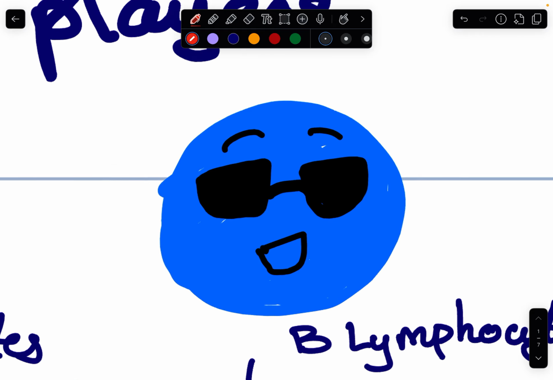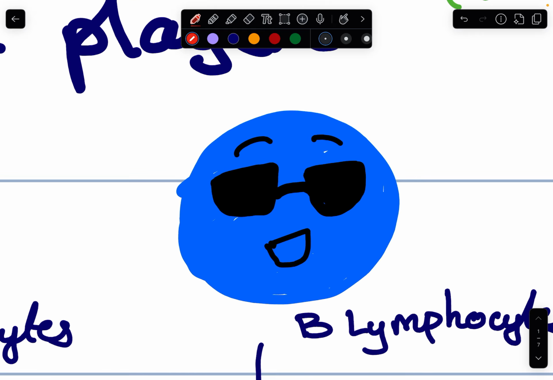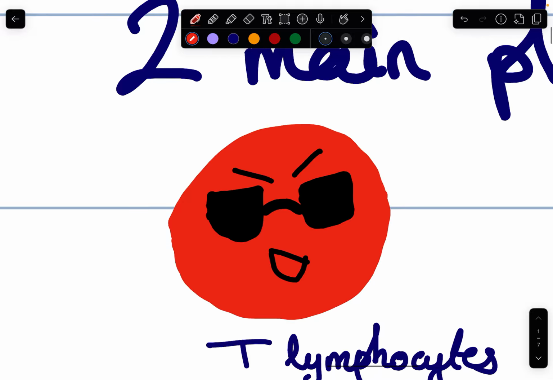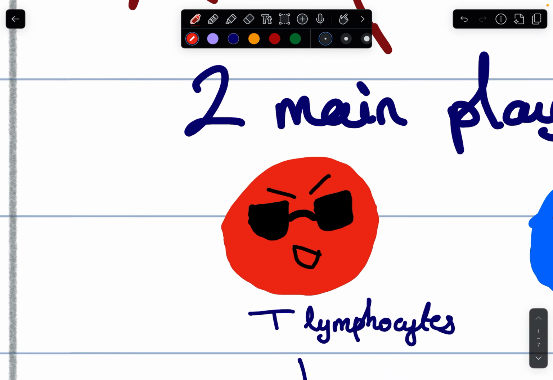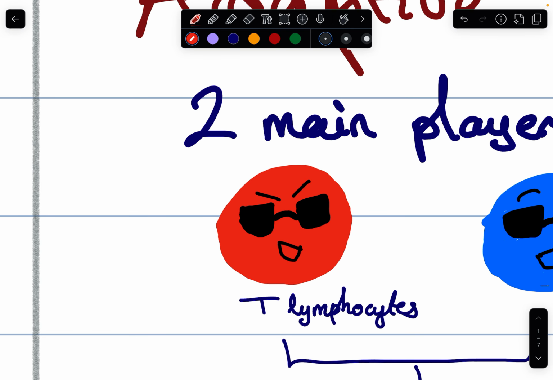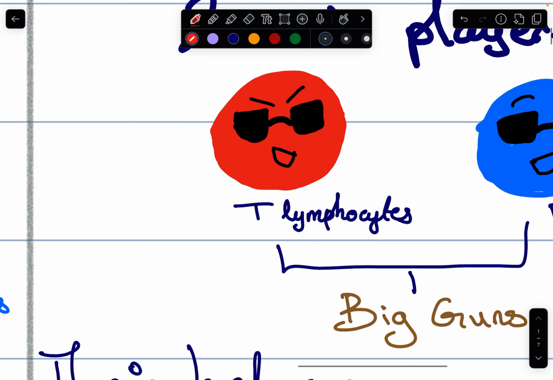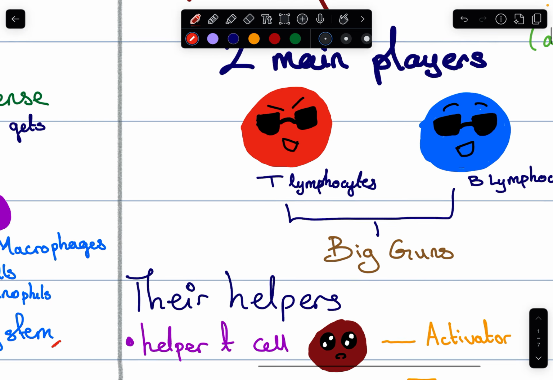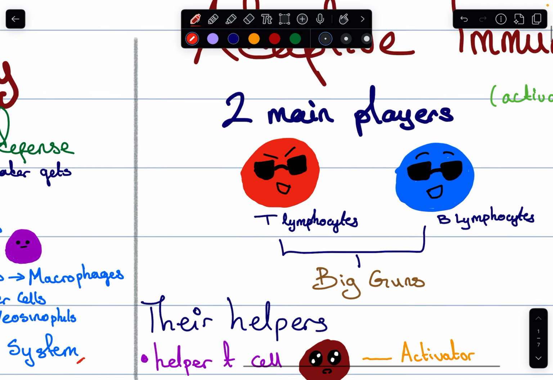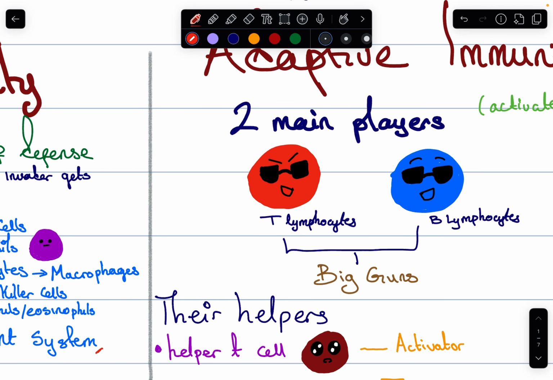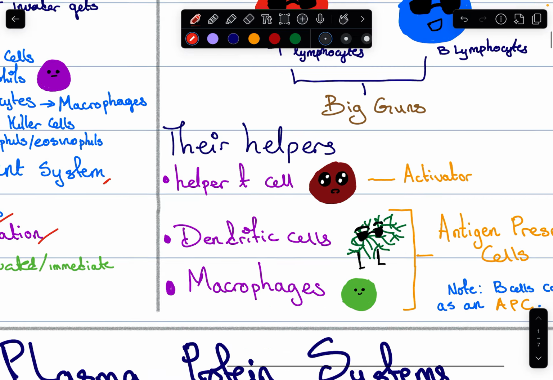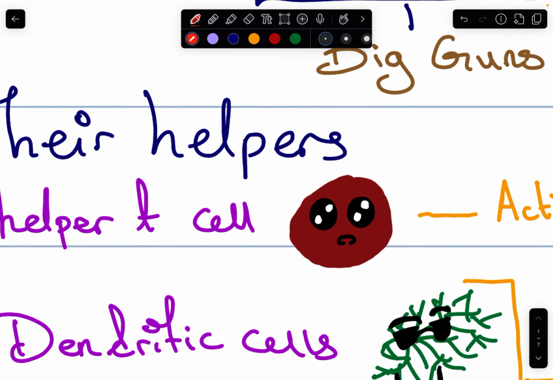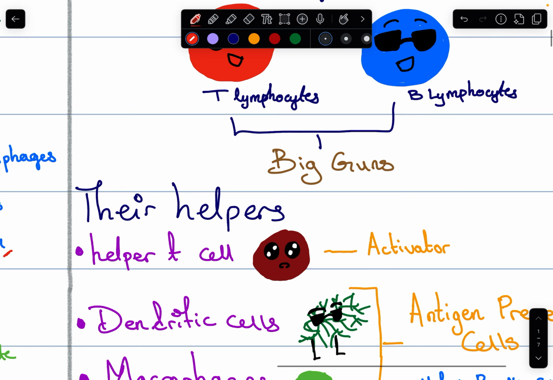And I like to think that the B cell is the chill one and the T cell is the more aggressive one. And there's a reason for this. So just keep that at the back of your pocket, that B cells are chill and T cells are aggressive, okay? But they don't work alone. They have friends. They have their little posse, their little clique of helpers. And we have the helper T cell, who I like to think of as their younger brother.